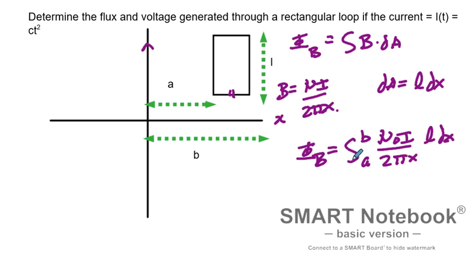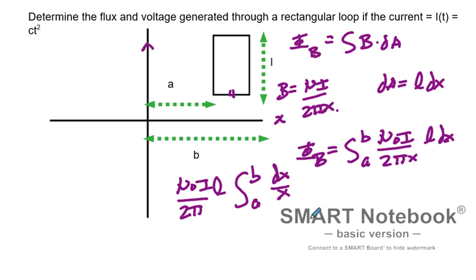Let's get all of our constants outside so that we can see what we're dealing with. So we have a mu naught, we have an I divided by 2 pi, and then what else do we have? We have L, and we can put that there. And our variable then, we'll integrate this from a to b, is just going to be dx over x. And of course, we know the integral of that is just going to be the natural logarithm.